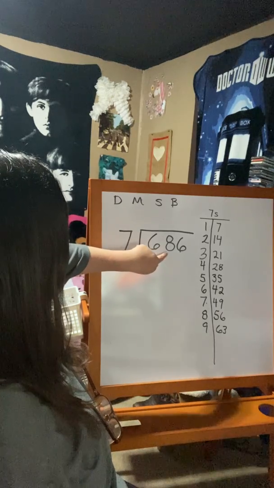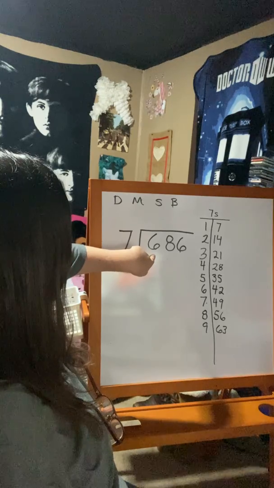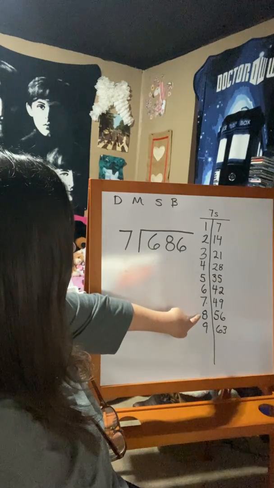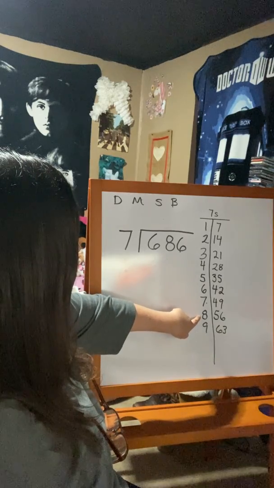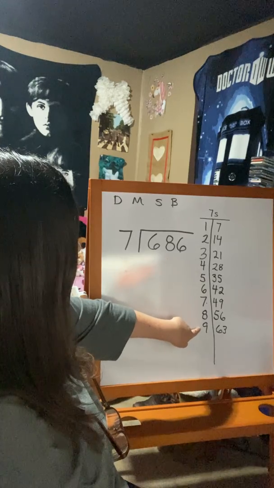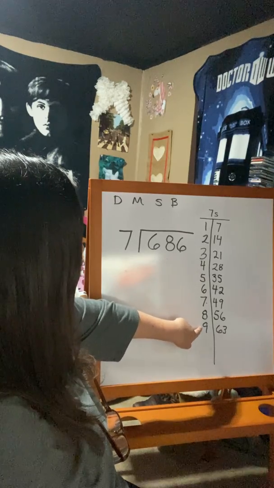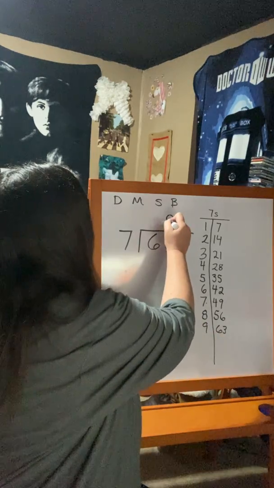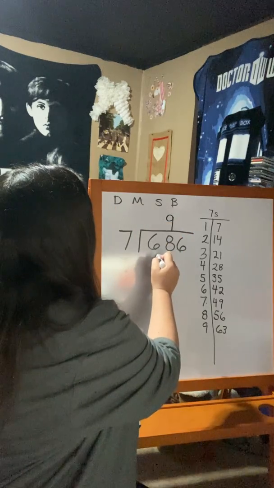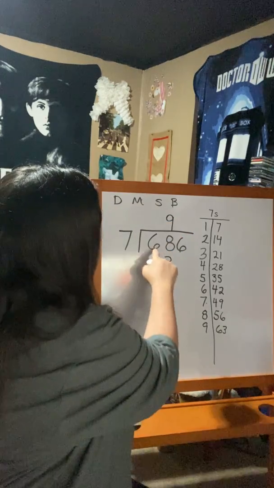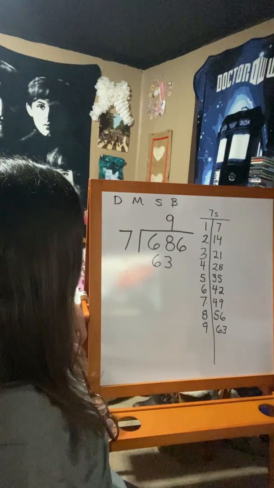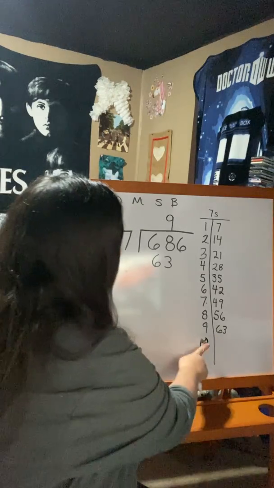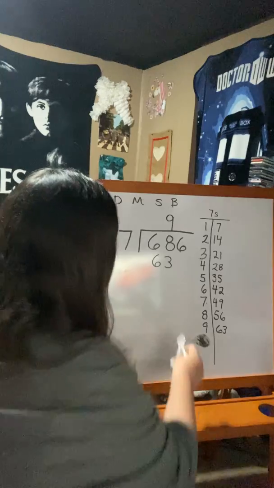68. Will 7 go into 68? Well, yeah, it'll go in there a bunch of times. 7 times 7 is 49. 7 times 8 is 56. Will it go in there 8 times? Yes. Will it go in there 9 times? Yes, because 7 times 9 is only 63. So let's put that 9 up there. 9 times 7 is 63. Look, that 63 is smaller than that 68. You can't do tens when you're dividing. If you're trying to put a 10 in there, you did something wrong.